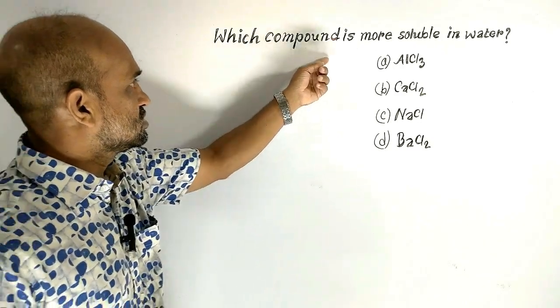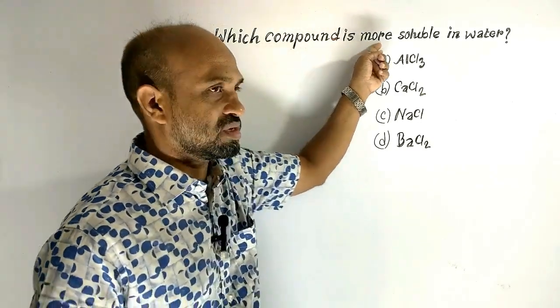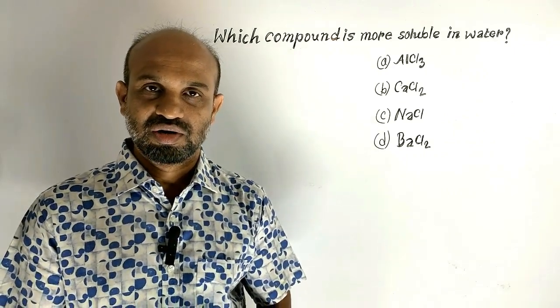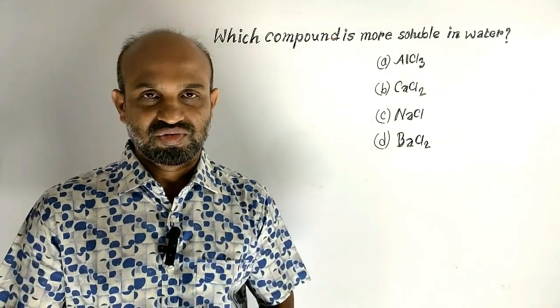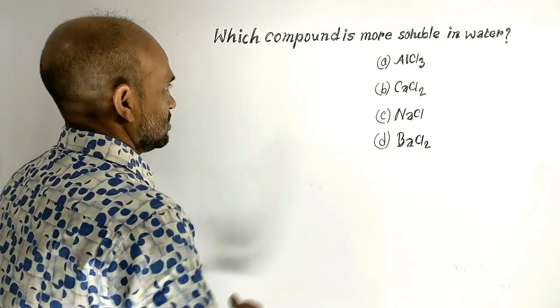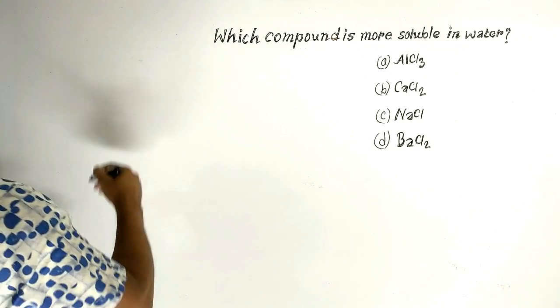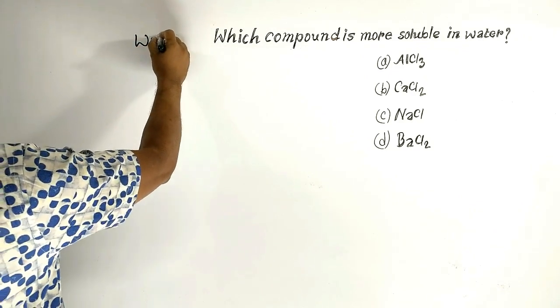Which compound is more soluble in water? Which one of the following compounds is most soluble in water? Let us try to find out. Which one is most soluble in water? Water.